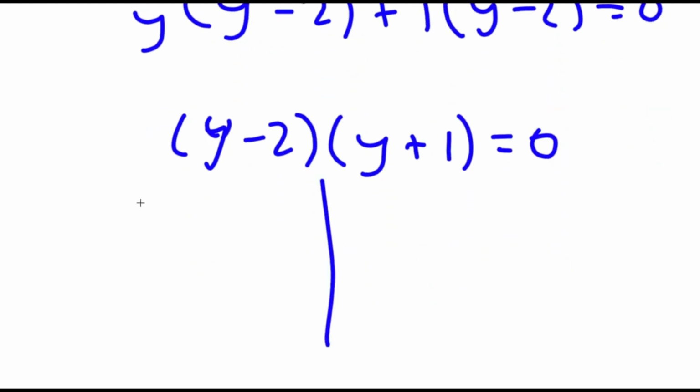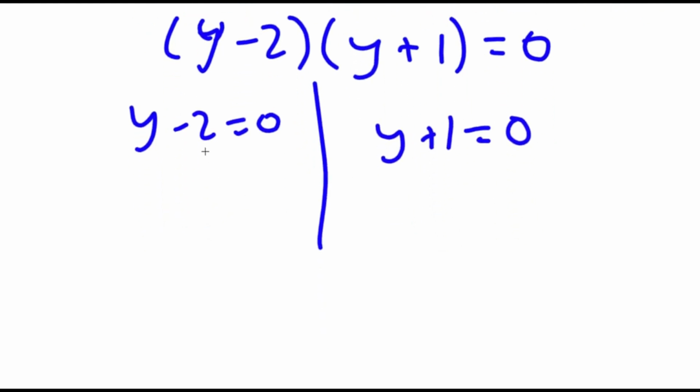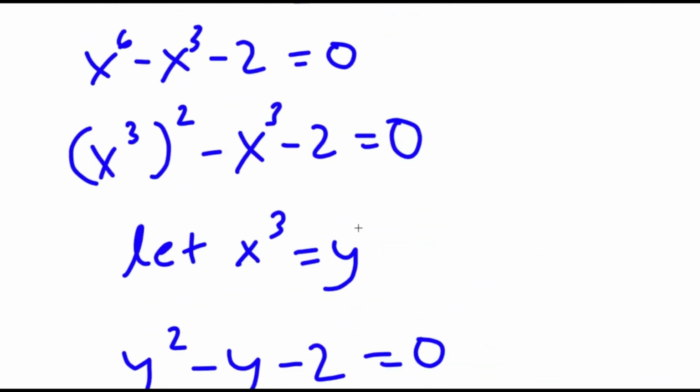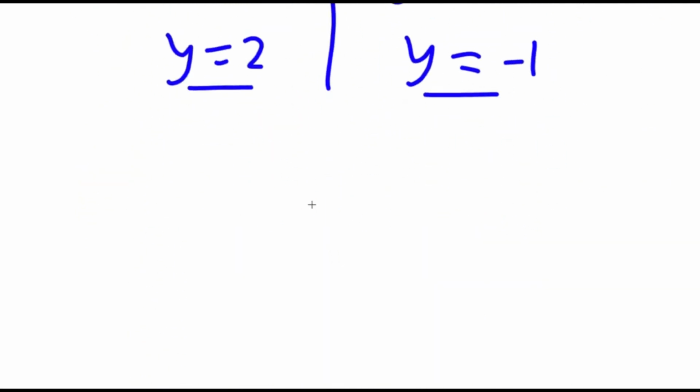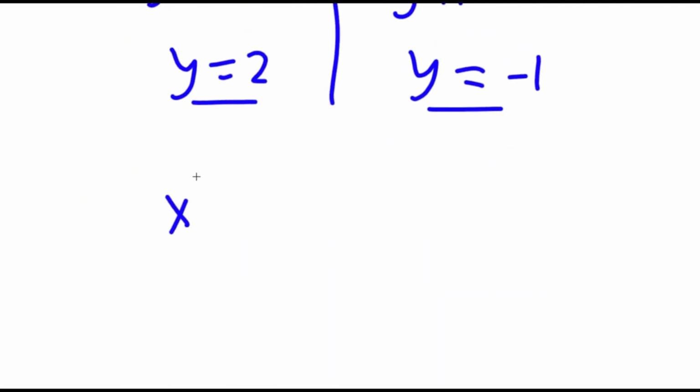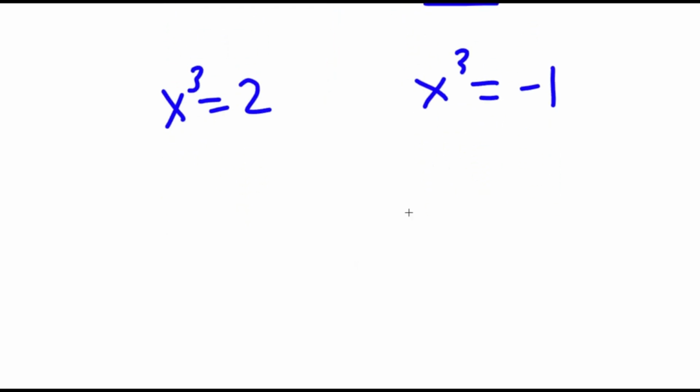So this gives me two equations. Y minus 2 is equal to 0 and y plus 1 is equal to 0. For y minus 2 equals 0, y equals 2, and for y plus 1 equals 0, y equals negative 1. Now remember how we let x to the power of 3 equal y. So now I have x to the power of 3 is equal to 2, and x to the power of 3 is equal to negative 1.